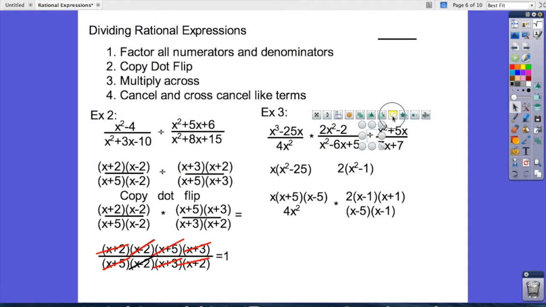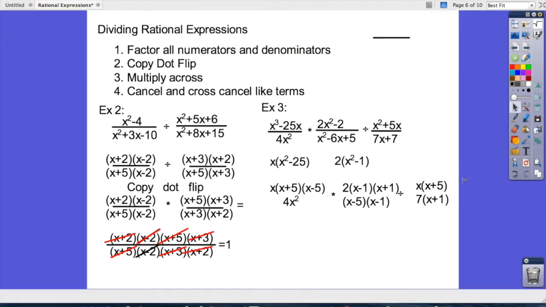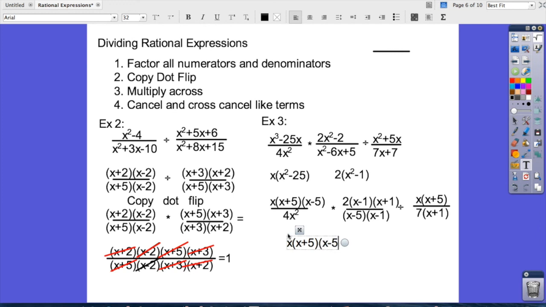So for the division portion, to the right of division, they have an x in common, so x plus 5 divided by 7 times x plus 7, x plus 1. Put in our fraction bars. Okay, so for the left side, we're going to do the multiplication first. So again, we're multiplying across. So x times x plus 5, x minus 5. Again, just rewriting the entire first line, all divided by 4x squared, x minus 5, x minus 1.